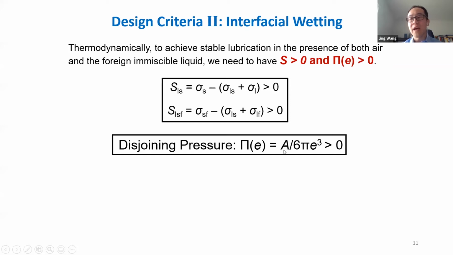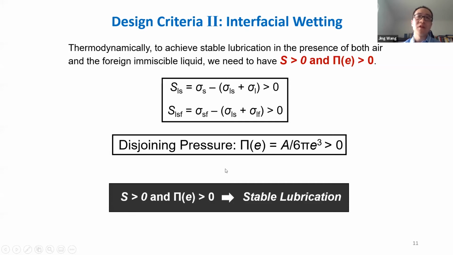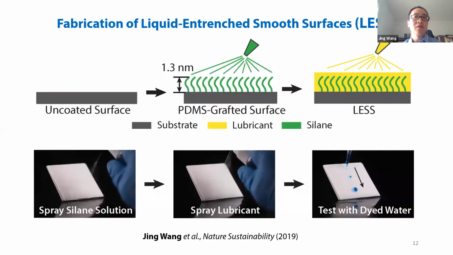Here, A is the Hamaker constant, and e is the lubricant thickness. So we need to have the Hamaker constant larger than 1. Basically, we need the spreading parameter larger than 0 and disjoining pressure larger than 0 to have a stable lubrication layer. Based on this design criterion, we developed this two-step spray fabrication to fabricate a liquid-entrenched smooth surface called LES. Basically, we spray the first layer to create a PDMS grafted surface, generally with a thickness around 1 nanometer, and then spray the second lubrication layer, which is stabilized on the surface.